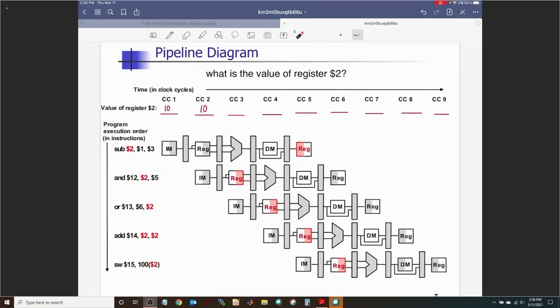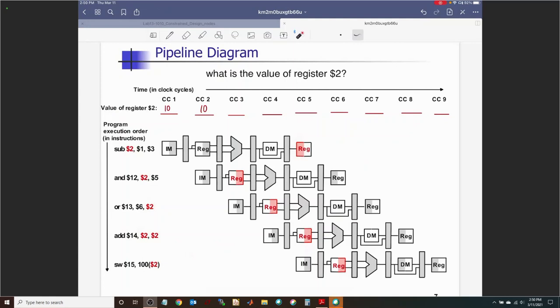Just so that you guys see what that red marking is, all these red things on the instructions are where that $2 register is being used, either as a destination or as an operand. And then in the pipeline diagram, it's being shaded. Over here, $2 is written. Over here, $2 is red. So all of those are being highlighted as a shaded one. Everything else is not being shaded.